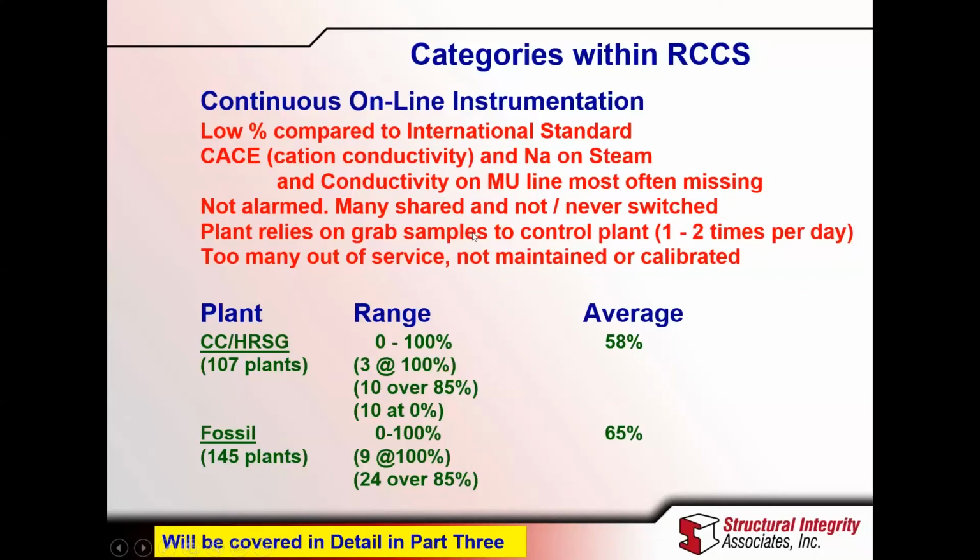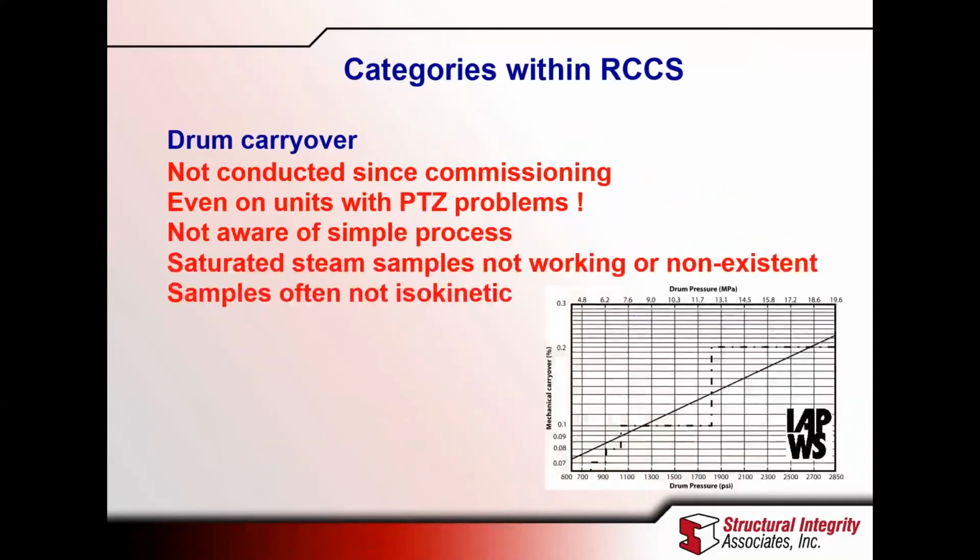One of the bad things is plants rely on grab samples to control the plant, one or two times a day, one or two times per shift, or once a week, or something like that. And this isn't adequate. Many of the plants, when we make a visit, are out of service, not maintained or calibrated. If you look down here at the bottom, you'll see some subset of that. The average for combined cycle plants is about 58% of what should be there for that particular HRSG. We see very few plants with 100%, and we see quite a few having no instrumentation, like I indicated before. And Kirk will cover each one of these items in half an hour.